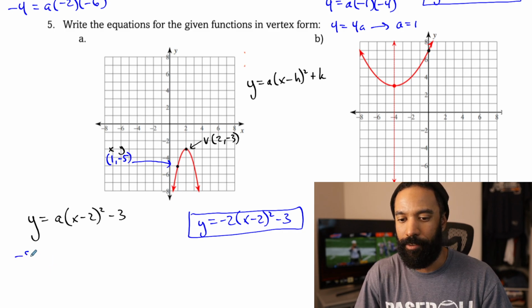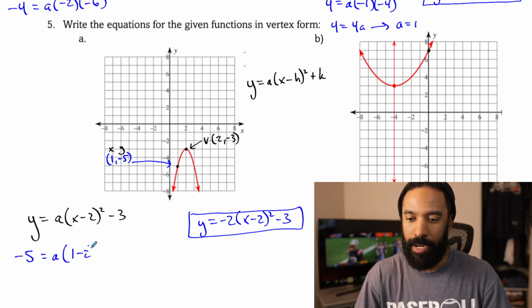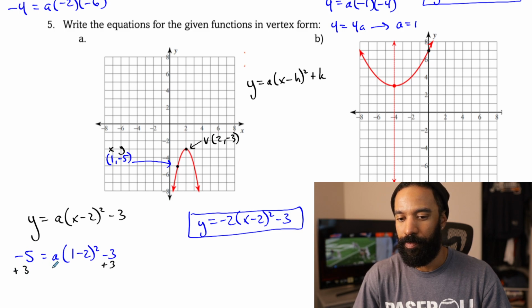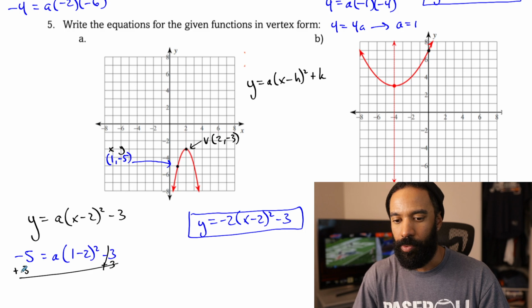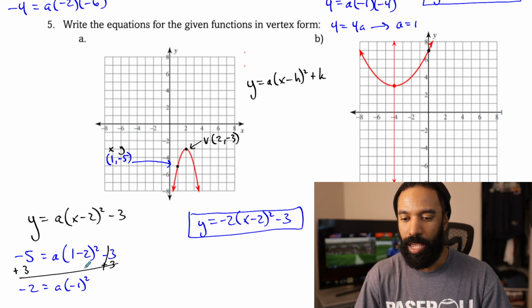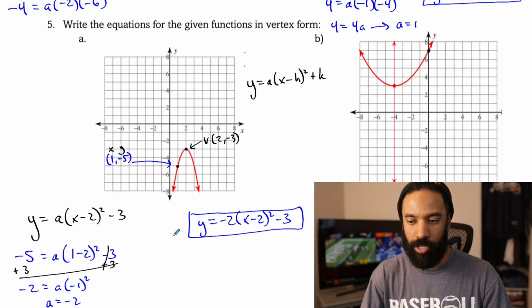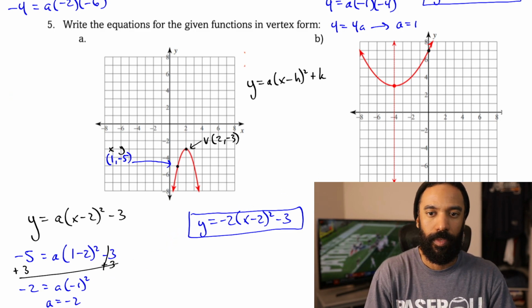Let's substitute. We got -5 equals a times (1 minus 2) quantity squared minus 3. I'm going to do two things at once if it's cool. I'm going to add 3 to both sides, and I'm also going to do 1 minus 2. So -5 plus 3 is -2, and 1 minus 2 is -1. And we're squaring that. -1 squared is 1. So we do get 1a is -2, so a is indeed -2. And that gets us that equation. Confirmed.